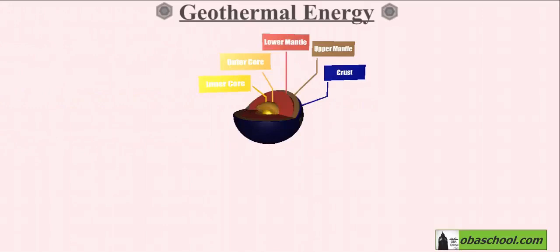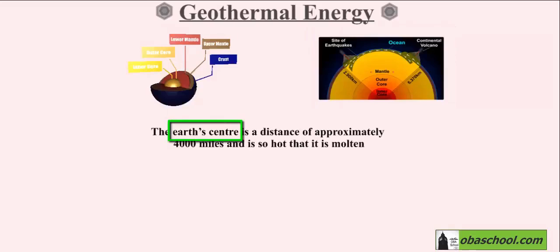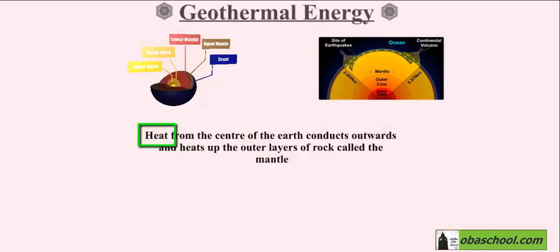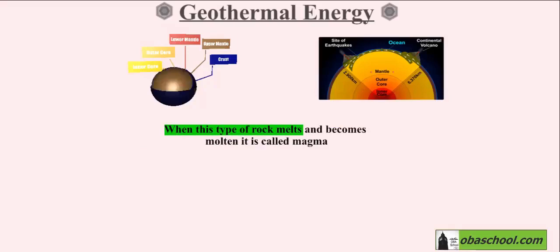This is the earth, and these are the layers that it is made up of: the crust, upper mantle, lower mantle, outer core, and inner core. The Earth's center is a distance of approximately 4,000 miles, and is so hot that it is molten. Heat from the center of Earth conducts outwards and heats up the outer layers of rock called the mantle. When this type of rock melts and becomes molten, it is called magma.